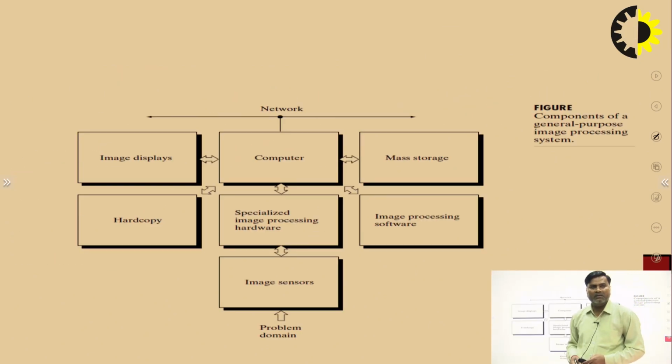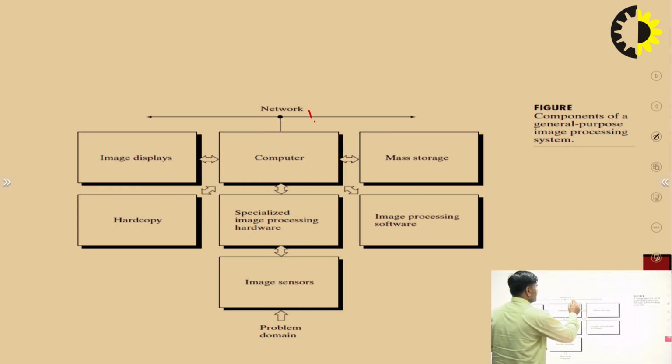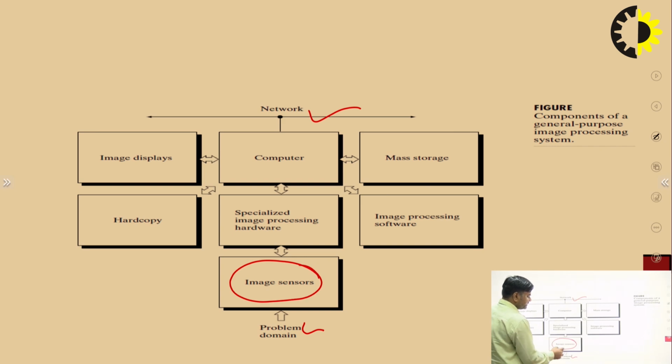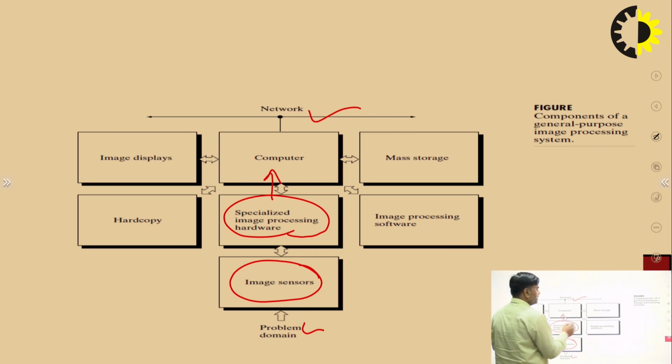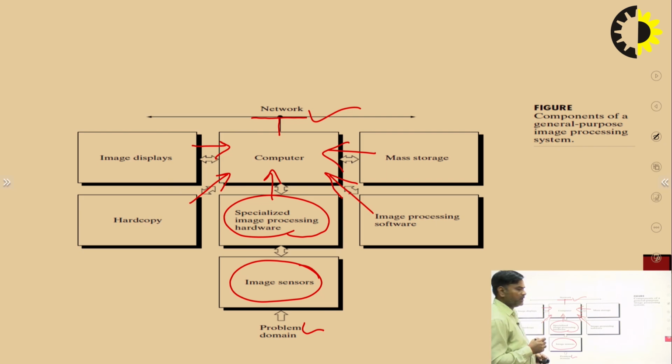This is the particular architecture of the components of digital image processing. Here there is a network. This is the problem domain. Here we can see that image sensors take the problem domain. After that, this is supplied to the specialized image processing hardware, and then it goes to the computer, and in the computer many things are connected like the image display device, mass storage, image processing software, and hard copy, means printer. These are the connections of the computer, and the computer is connected to the network for transmitting our processed image.